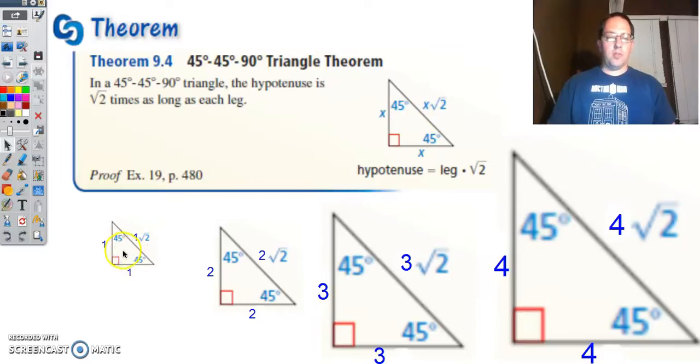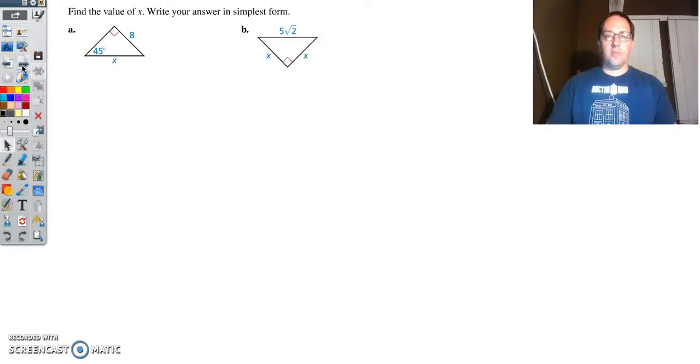So here's some examples here. We have a leg of 1, and so the hypotenuse is 1 square root of 2. Leg length of 2, 2 square roots of 2, leg length of 3, 3 square roots of 2, 4, 4 square roots of 2, and so on. All right? So let's take a look at this.